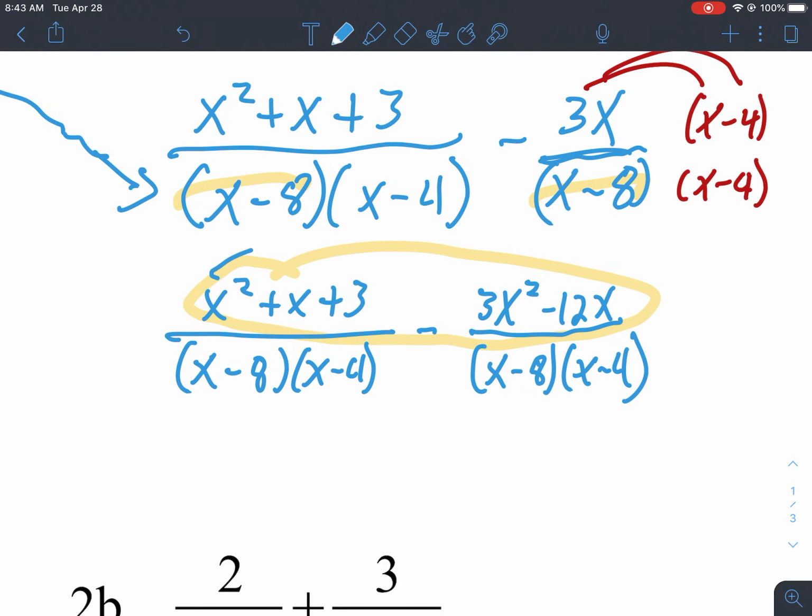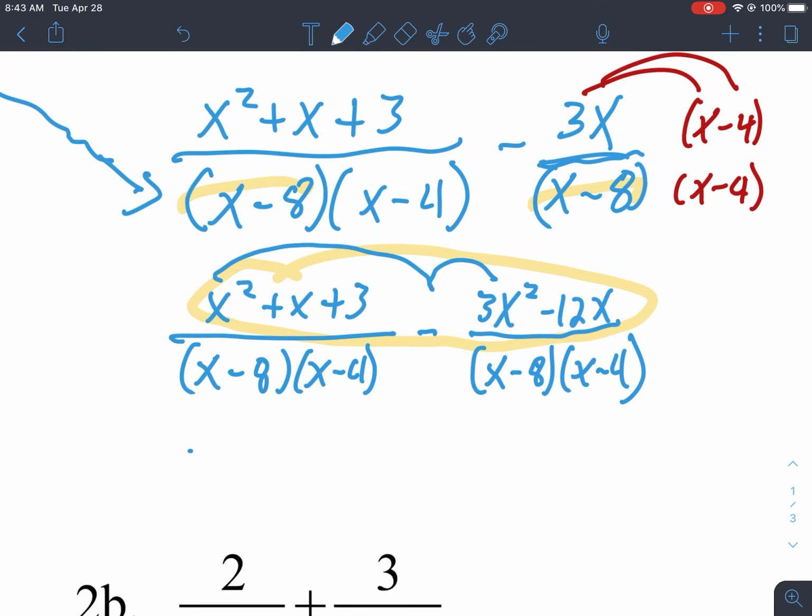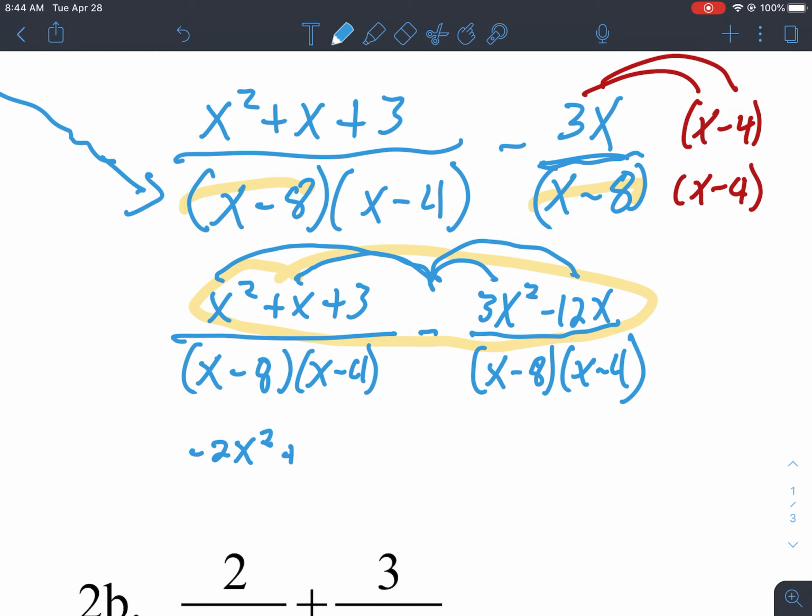Okay, so let's combine like terms on the top. What's x squared minus 3x squared? 1 minus 3 is negative 2. Now, what's x minus a negative 12x? So that's 1 minus the negative. That's 1 plus 12, which is 13. And then the 3 doesn't have anything to combine with. And then the bottom stays the same.